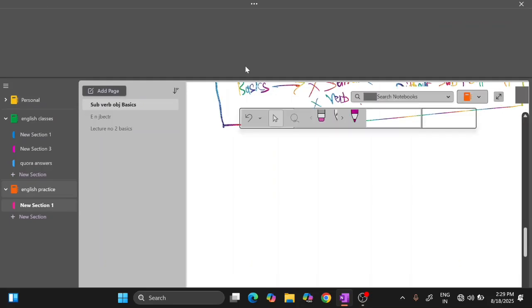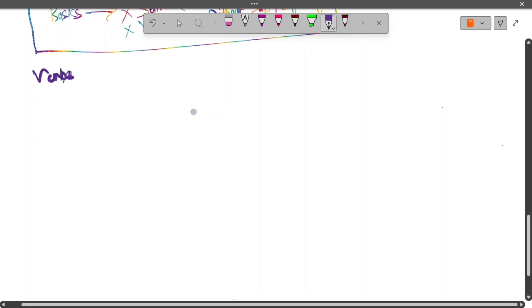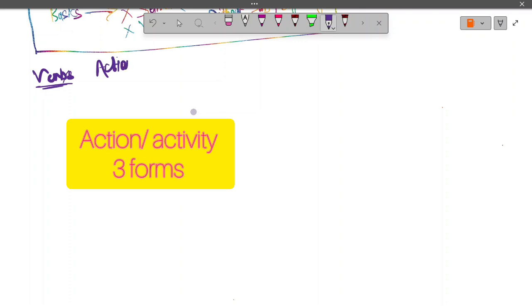Today we will see about the be form of the verbs. In a previous lecture, we understood about the verbs and how they need to be identified in the sentence. If I want to make it a flashback, then verbs are nothing but those words which represent an action or an activity, and they have three forms, correct?